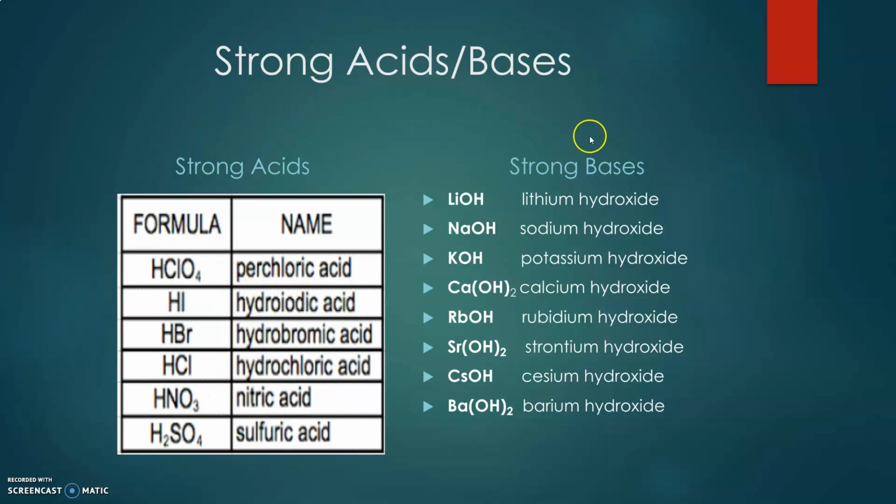Strong bases, you don't really have to memorize a list. If you just remember groups 1 and 2, the alkali metals and the alkaline earth metals are going to form strong bases. They might not be 100% soluble, or their Ksp values may be lower, but they're going to be strong bases. When they are in water, they are going to be 100% dissociated.